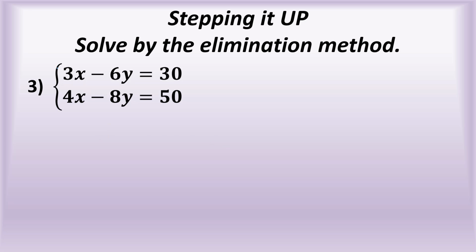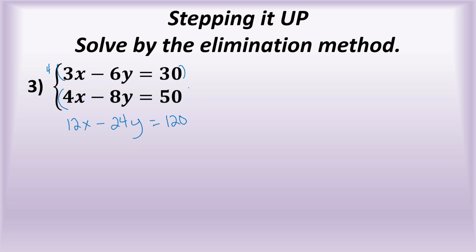All right, we can multiply our top equation by 4. 4 times 3 gives me 12x. 4 times negative 6 gives me negative 24y. 4 times 30, getting a little bit bigger, but that's okay, we can handle it, equals 120.